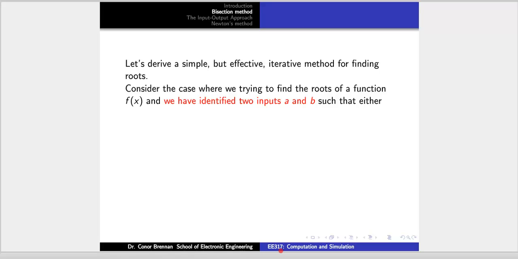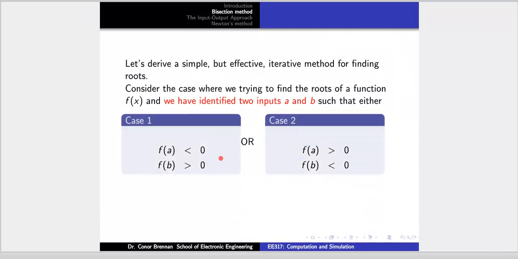So let's consider a situation where we've got a little bit lucky. We have a little bit of prior information. We have a function f of x, and we do not know a root. We have not found a root of f of x yet, but we have found 2 points, a and b, that bracket a root. And what I mean by bracketing a root is that either f of a is negative and f of b is positive. In other words, f of a is below the x-axis, f of b is above the x-axis, or the other way around: f of a is positive and f of b is negative. So in both cases here, they bracket a root. In other words, if this is the case, there is a root somewhere between a and b. Okay?